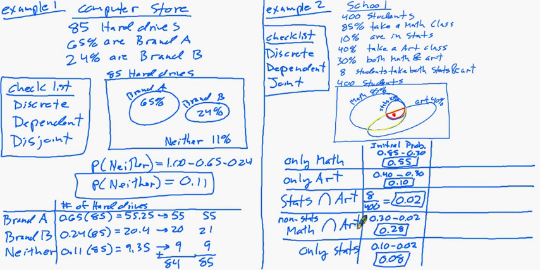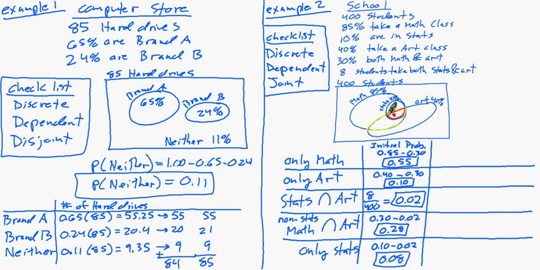And if we're looking for the intersection of non-stats, math, and art, which would be, again, this outside shape here, well, we can take the 30%, which is the intersection of math and art, and subtract away this little stats part, which is what I did here. So that would be 0.28 or 28%.